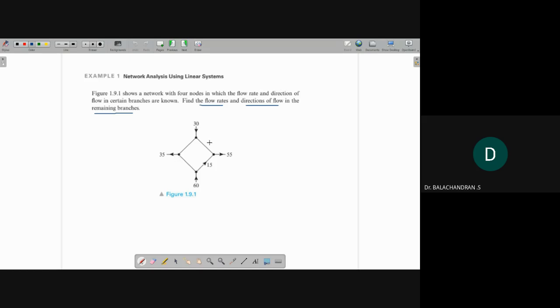So again, I'll repeat what is given. In this diagram, 4 nodes are there in which the flow rates are 15, 55, 30, 35, 60, and the directions of flow in certain branches are known. For certain branches, it is not known. Here I don't know which direction. Here also I don't know. Here also I don't know.